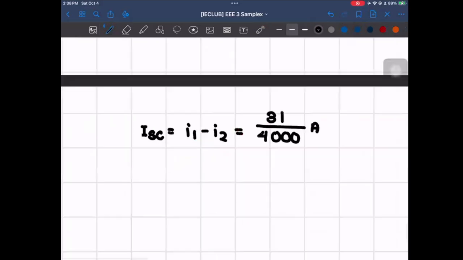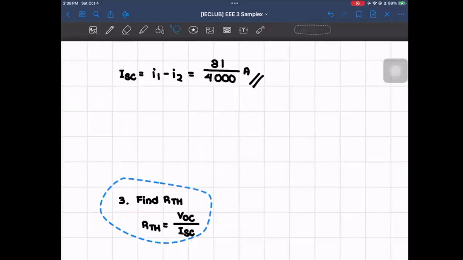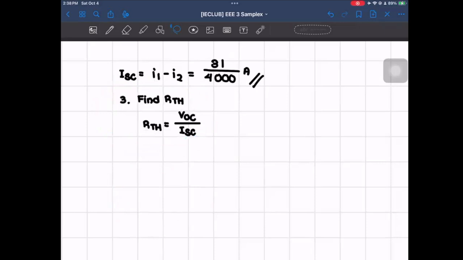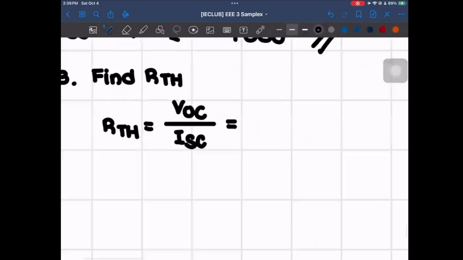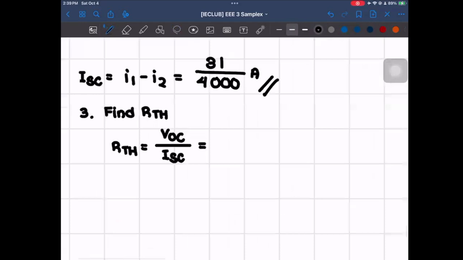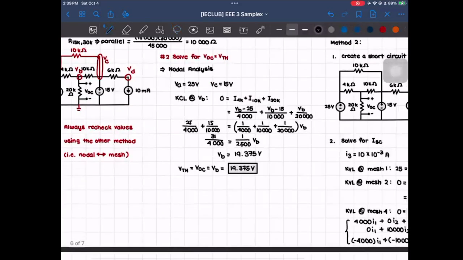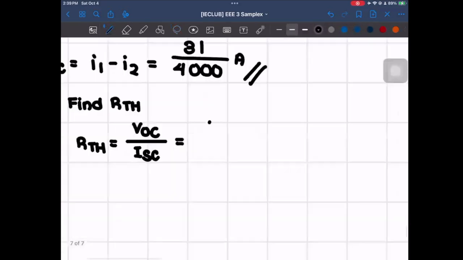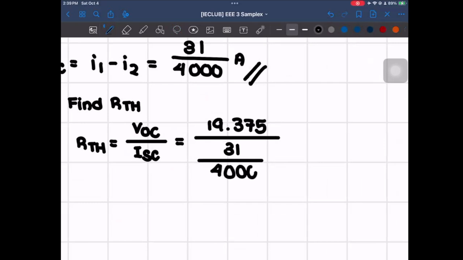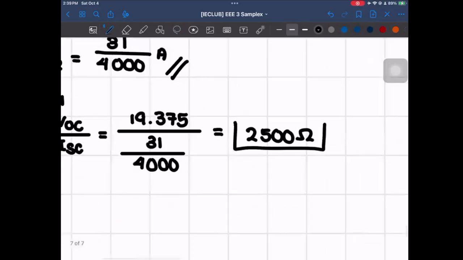So that's our ISC. And then next is to find RTH. RTH is equal to the voltage at the open circuit all over ISC, the current at the short circuit. So with the values we got a while ago, our VOC is 19.375. Then all over our ISC, which we just computed, which is 31 over 4,000. And that's equal to 2,500 ohms. And so we're done now with number 2.